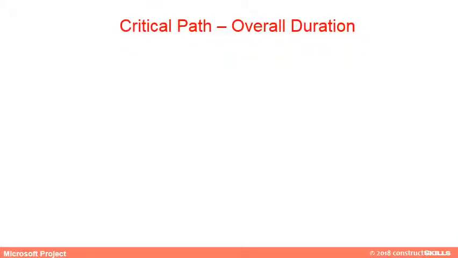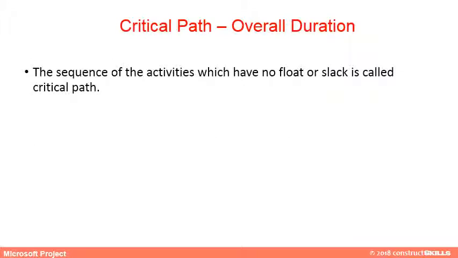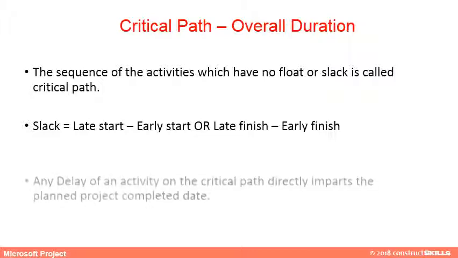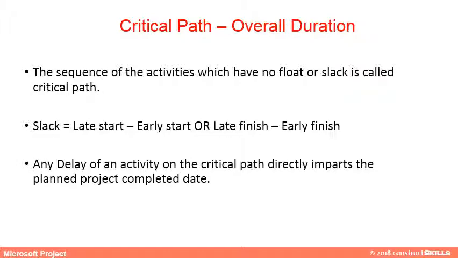The critical path. The overall duration of the project is driven by the critical path. The sequence of activities which have no float or slack is called the critical path. It is the shortest time possible to complete the project. Any delay of an activity on the critical path directly impacts the planned project completion date.